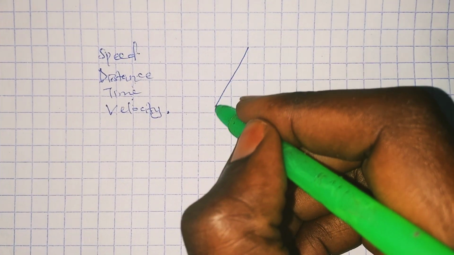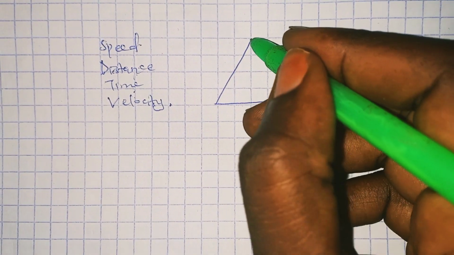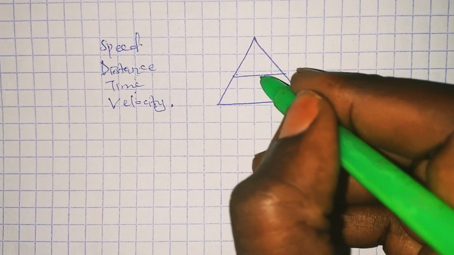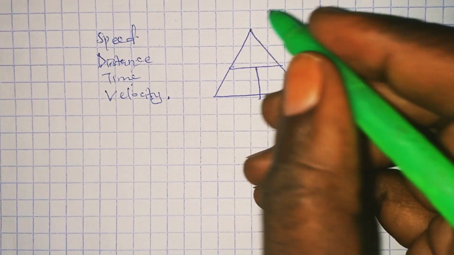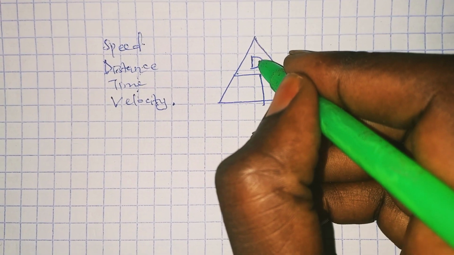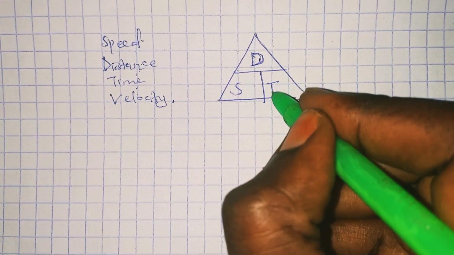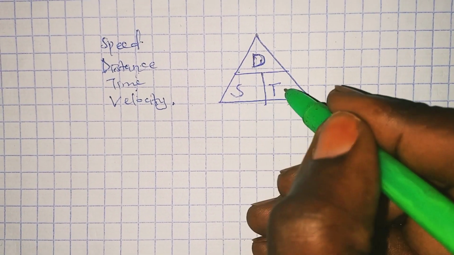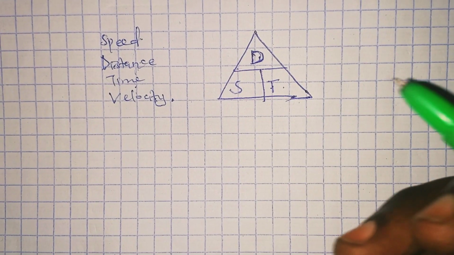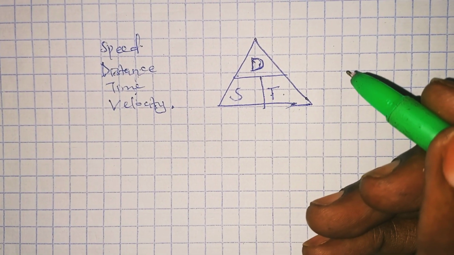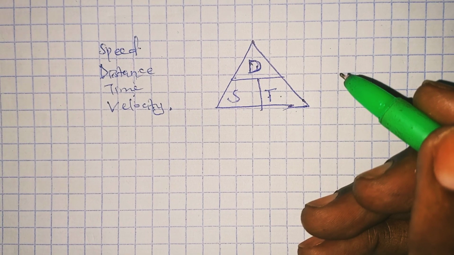You can draw this table, and this is like a triangle. Then you divide this triangle into 3 parts in this manner. You make sure that D is on the top. Just make sure that D is on the top. S and T can be anywhere. S can be this side and T can be this side. It will not affect.